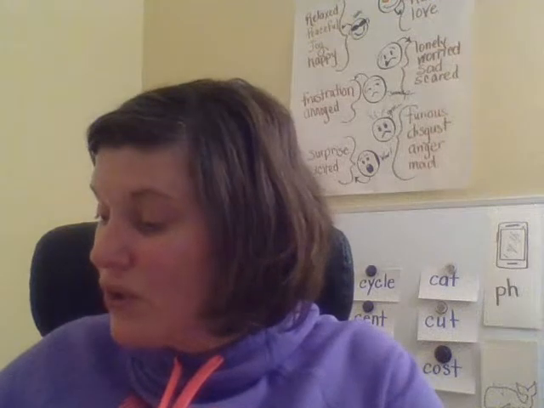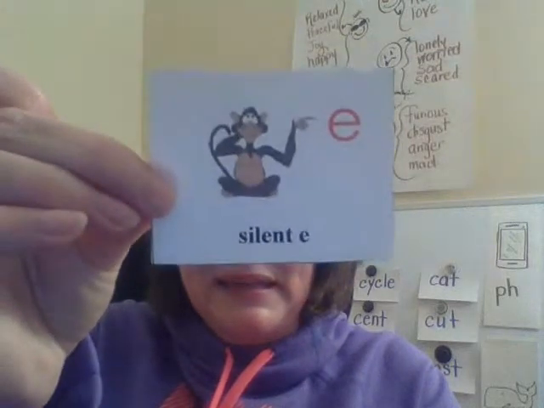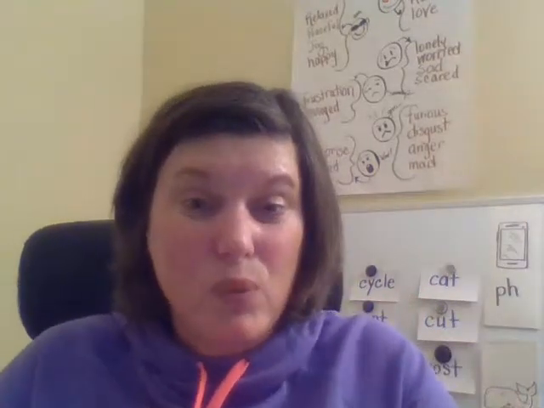So now we have learned our 5th syllable type, the silent E syllable. Remember, the silent E is when you have an E at the end of a syllable or an end of a word, and it makes the vowel make its long vowel sound. So we just have one more syllable type that we're going to be learning. I can't wait to introduce it to you.